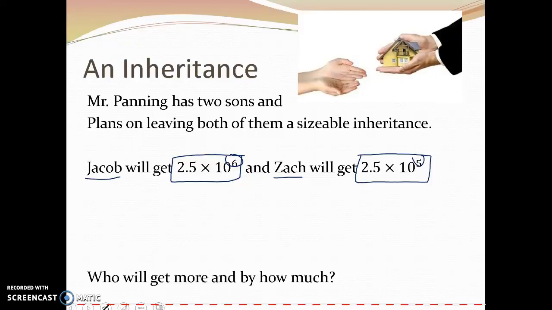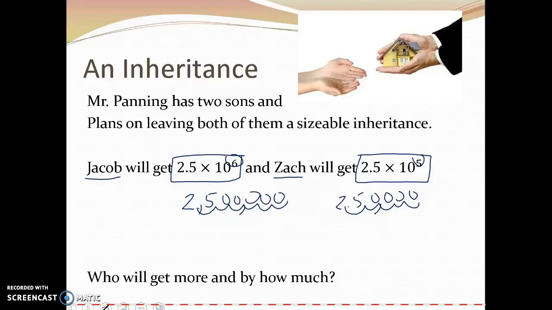There's an easy way to do this, but the long way is this. If you look at Jacob's amount of money, it's 2.5 times 10 to the 6th. That means it's going to be 1, 2, 3, 4, 5, 6 spaces to the right. That means that he would get 2,500,000. Zach, 2.5 times 10 to the 5th would be 1, 2, 3, 4, 5. Zach would get 250,000. So how much bigger is 2,500,000 than 250,000?